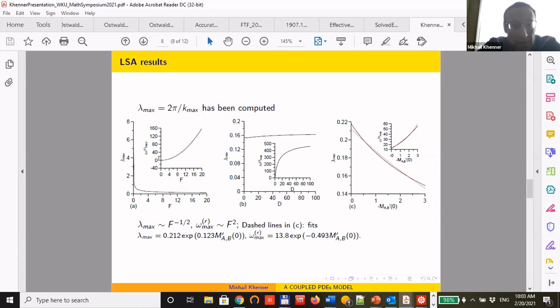And the growth rate, on the other hand, is proportional to f squared. So the larger the f, the larger is the growth rate. Okay. So this data is helpful to experimentalists, of course, because they would like to know what effect the applied electric field strength would have on this surface pattern.